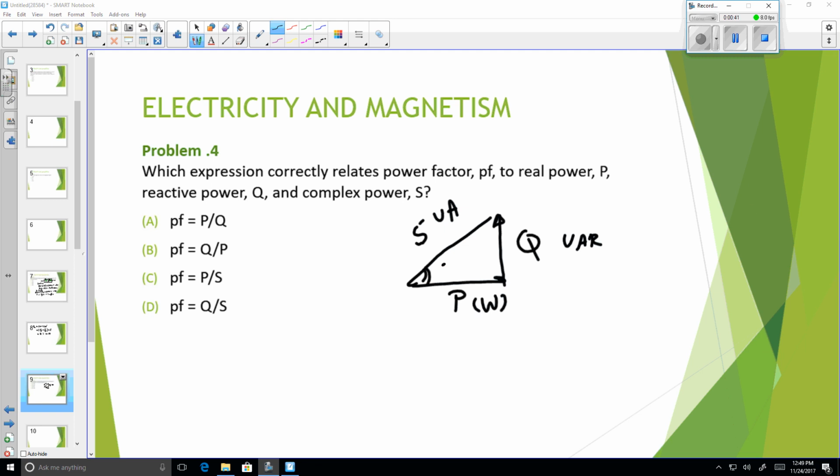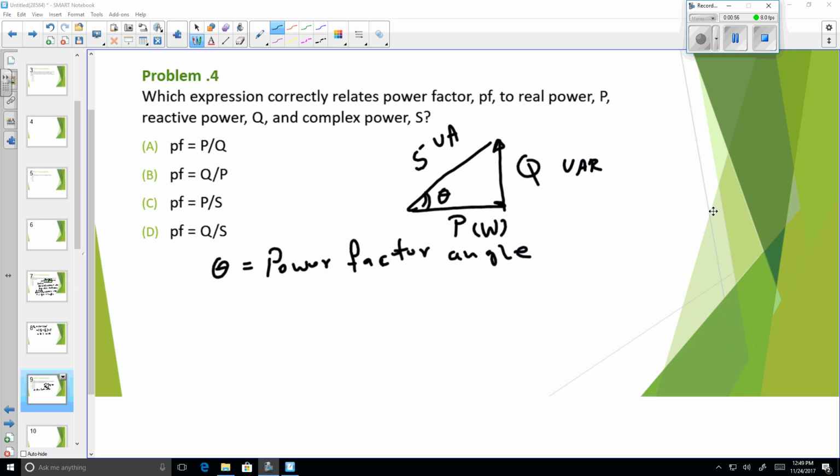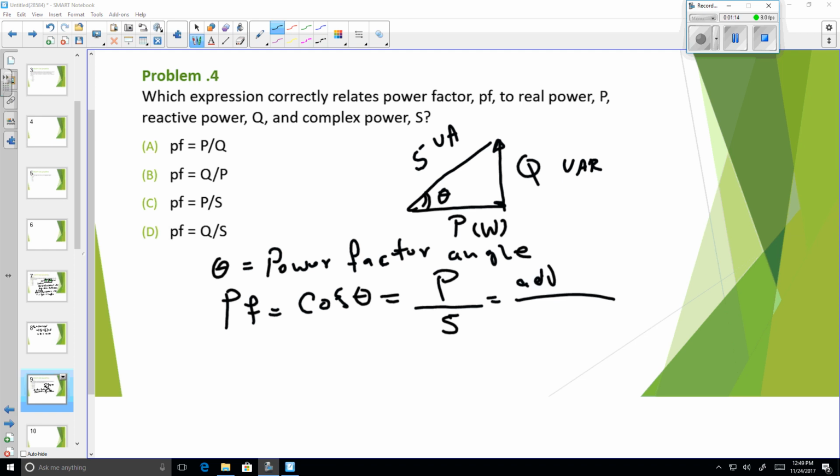Now this angle here is what they call the power factor angle. So theta is the power factor angle. Now we all know power factor is cosine theta, or cosine of the power factor angle. Now if you look at the triangle, the power factor cosine theta is P over S, which is the adjacent over the hypotenuse.